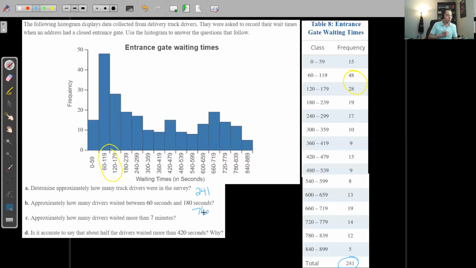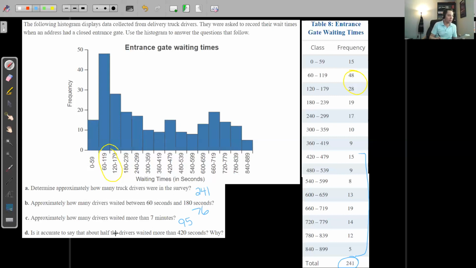How many drivers waited more than 7 minutes? So 7 minutes would be the 420 seconds and on. So I would add up the 15 plus 9 plus 8 plus 13 plus 19 plus 14 plus 12 plus 5. And I got 95 drivers had to wait more than 7 minutes.